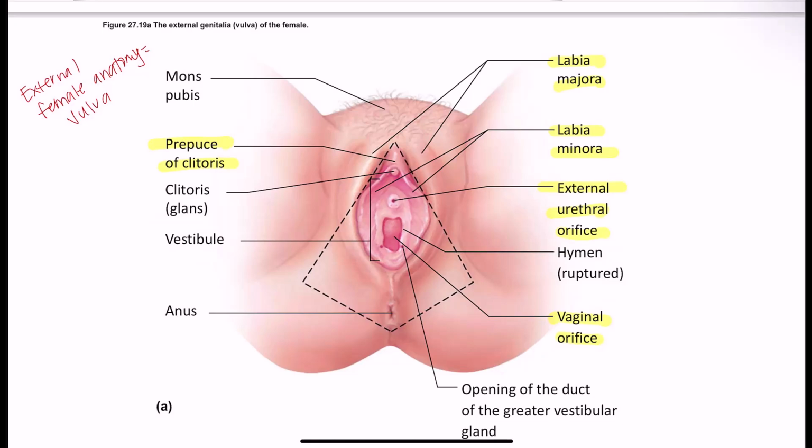The mons pubis, this portion out here, is the area that overlies the pubic symphysis, and it typically starts growing hair after puberty, and that hair also usually grows on the labia majora during puberty as well. Note that there are some openings for ducts here, and I'll talk about those in just a sec. So I want to show you a picture.